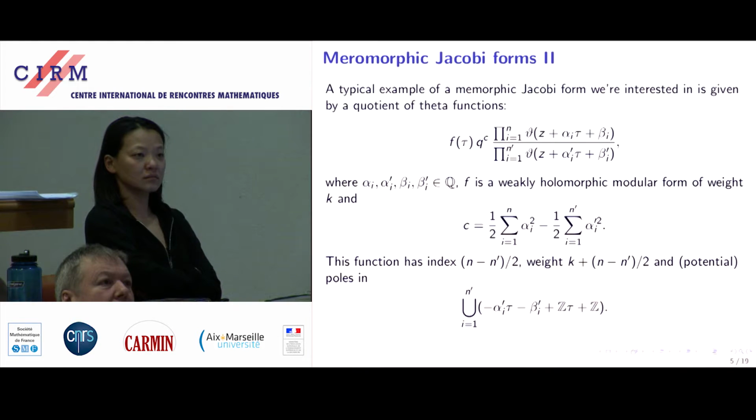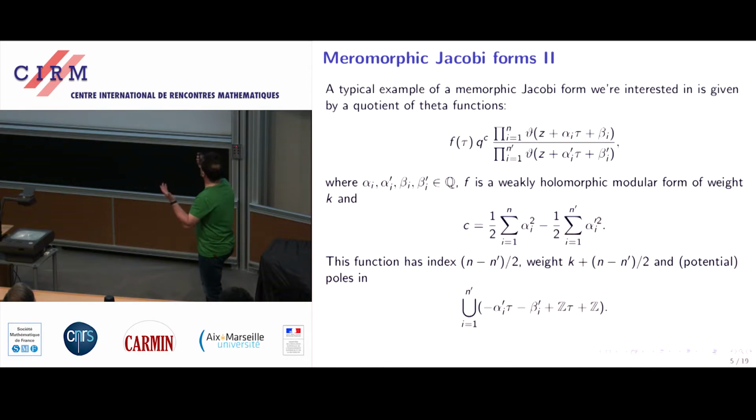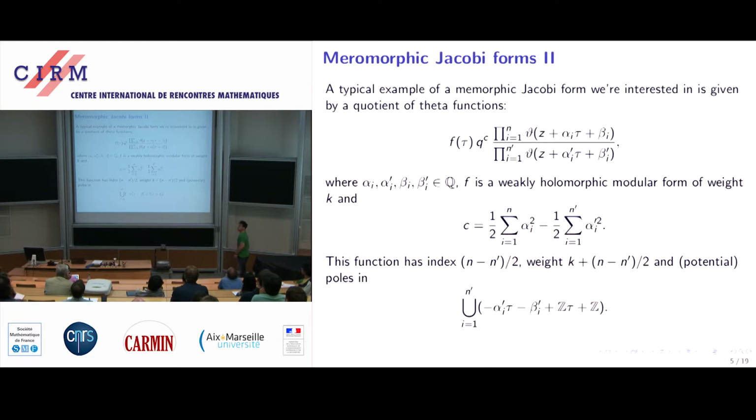And then, because I didn't say anything about the other variable, I could always just multiply by something weakly holomorphic or whatever, and that would increase the weight by k. And the poles are potentially in this set. So these are the lattice points, and we've shifted them because of this shift. I say potentially, of course, because it could be that the zeros of here also show up as zeros of here, and they would cancel. Potentially, you have poles in this set. So this is a typical example.